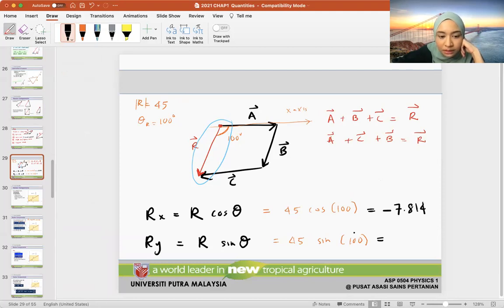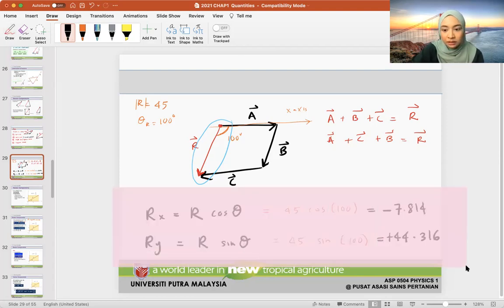814. And what about the y? 44.316. Okay, so it's a positive, right? Is it positive? Yes. Okay. So this is if I say a positive 100. What happens if I change my angle to negative 100?